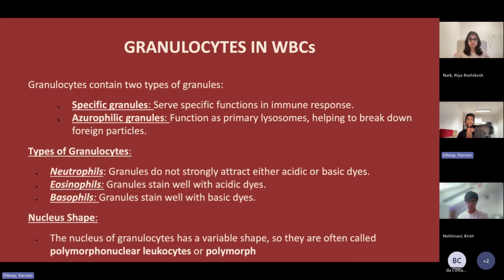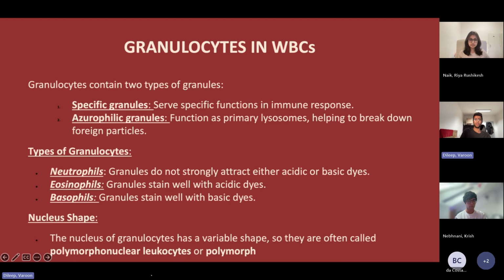As I said before, types of granulocytes are neutrophils, eosinophils, and basophils. So now they can be stained with different types of dyes. Basophils can be stained with basic dyes. It's in the name, B and B, basic dyes for basophils. Eosinophils are stained with acidic dyes. And neutrophils do not attract either acidic or basic dyes.